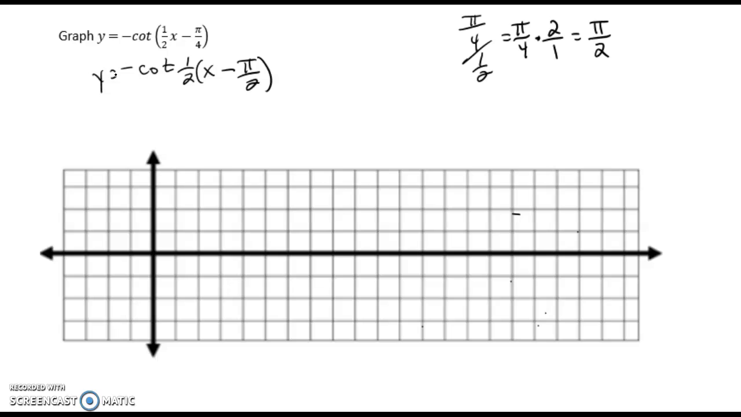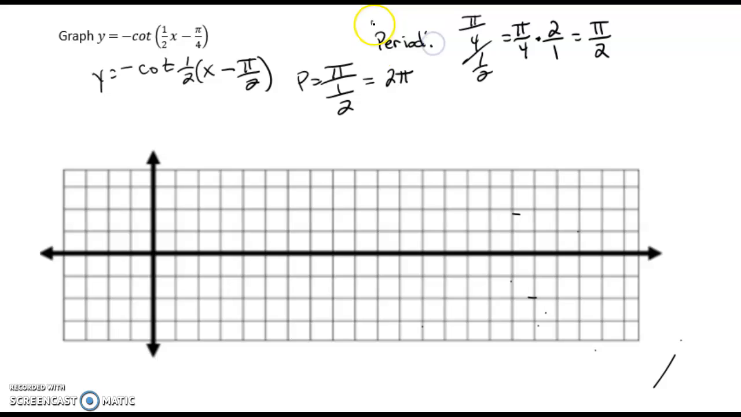Okay, so now we have a function that we can read easily. We can see the b value is 1/2. Right here is where b is. That gives us a period of pi over b, which is pi over 1/2, which is 2 pi. So with cotangent, it's a lot like tangent, where we do pi over b to find the period. So this is my period.